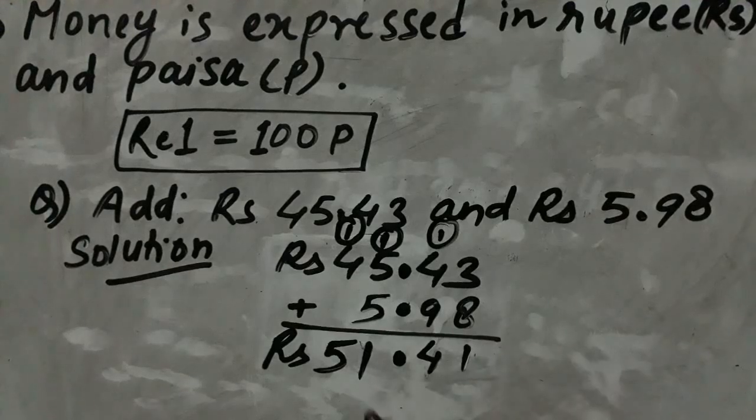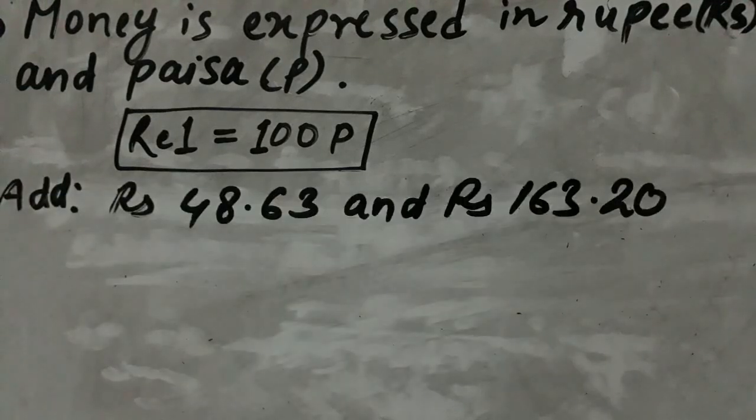The result is 51 rupees 41 paisa or rupees 51.41. So students, in this way we can perform addition of decimal. Now let's see another question.